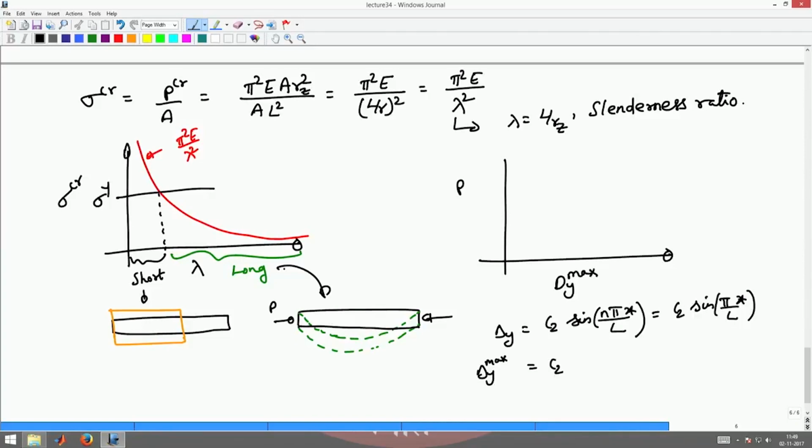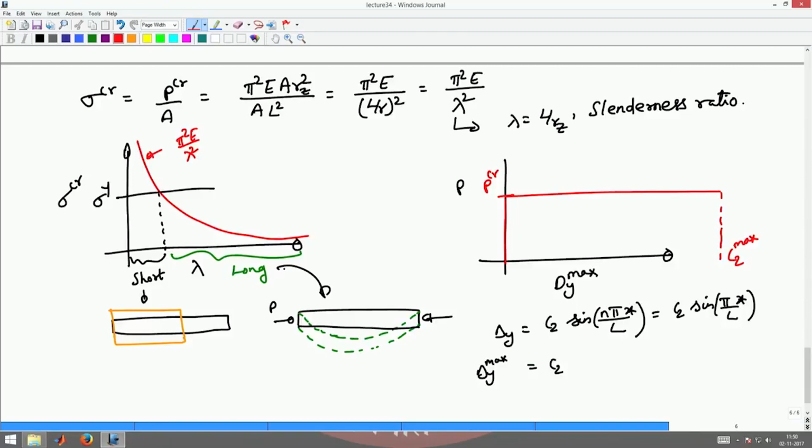Now, what happens if I were to plot delta y max versus P? We will get a curve something like this. It will be 0 up to P critical and then it will show some infinite displacement, which is C2, an undefined parameter, until this reaches the C2 max that we found before from the yield stress value. That will be a very large value of deformations.